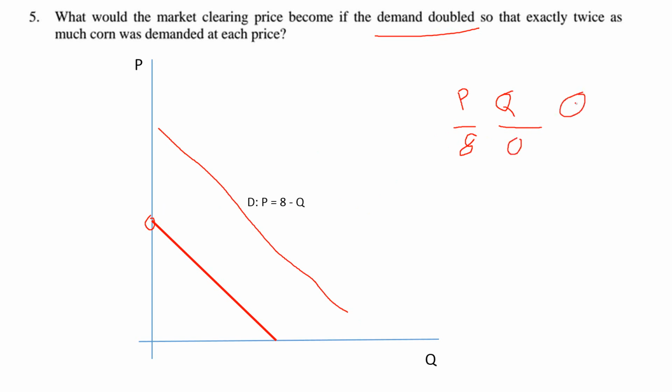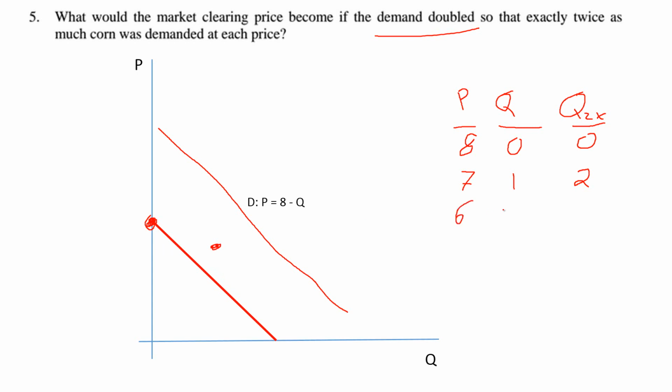So if you're going to make a double quantity column, at a price of 8, how much is demanded? Still 0. 2 times 0 is 0. So the intercept for the new demand curve is still going to be the same. How about at a price of 7? At a price of 7, the quantity demanded is going to be 1. Quantity demanded here is going to be 2. So here's 1, and let's say here's 2.